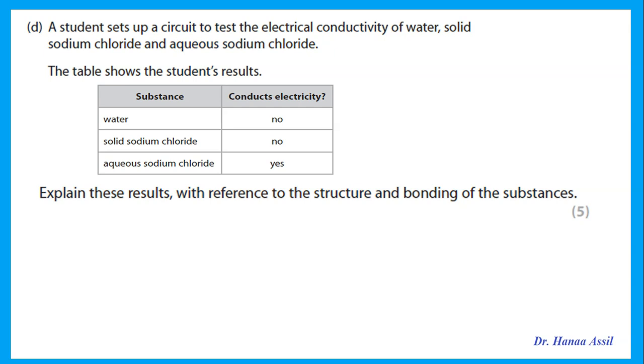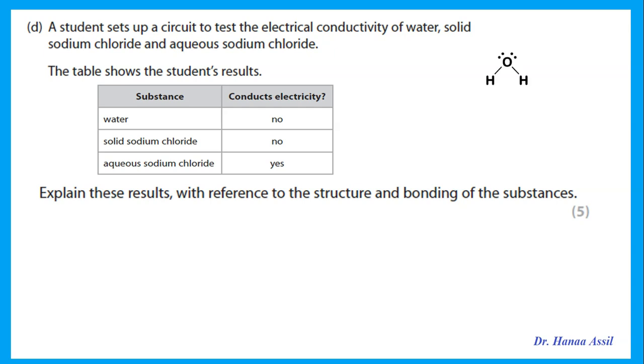A student sets up a circuit to test the electrical conductivity of water, solid sodium chloride, and aqueous sodium chloride. The table shows the student's results. So obviously, the student found that water alone does not conduct electricity. Sodium chloride as a solid will not conduct electricity, but dissolved in water as an aqueous solution, it does conduct electricity. Explain these results with reference to structure and bonding of the substances.